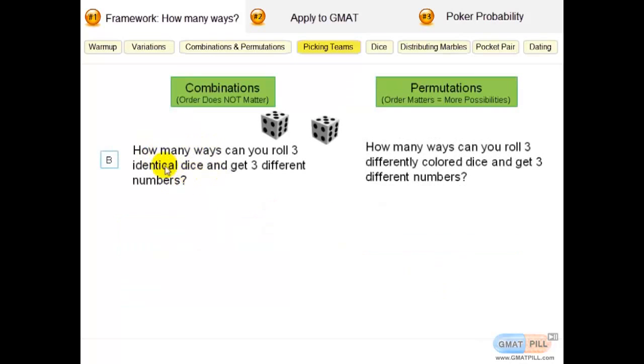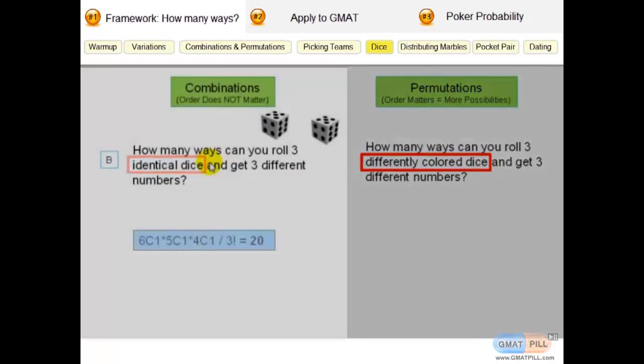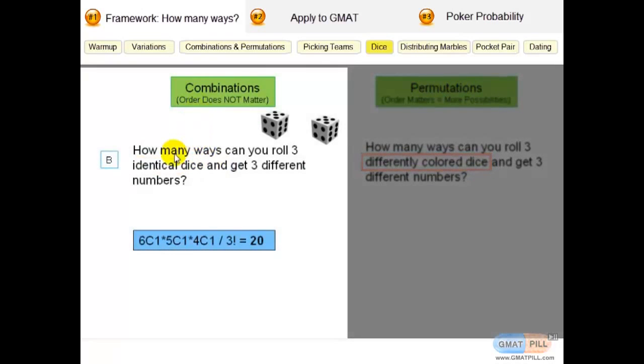What about B? In this case, you have identical dice. Over here, you have differently colored dice. So this is when order matters, and this is when order does not matter. And when order does not matter, remember you have to divide by the number of dice you have factorial. So you can think of it like this.